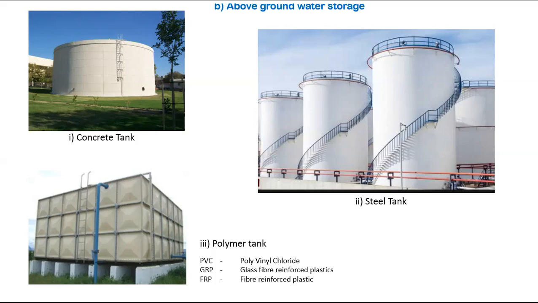This panel tank, sectional tank, I think they call polymer tank. This panel material will be PVC, GRP, FRP. You can use it for temporary arrangement as well as permanent. You can construct quickly. That is the main advantage. Concrete and steel tank cost is also more, and your construction time will also increase. So whatever material you want, you can use based on your project requirement.